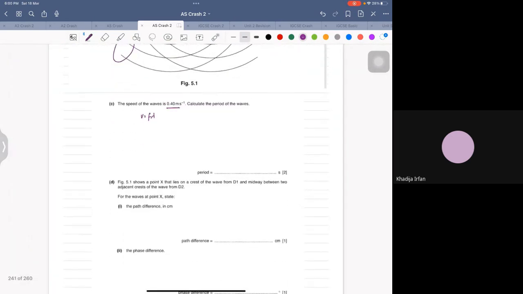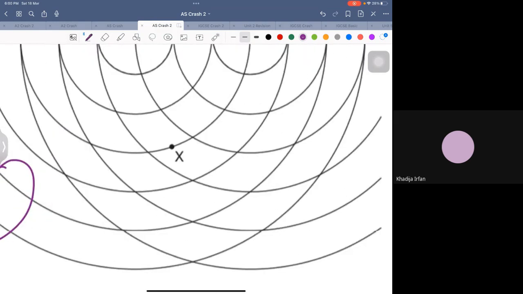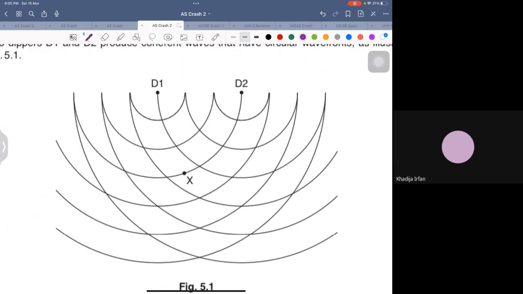However, we would like to go to this point, which is very important. It says figure 5.1 shows point X that lies on the crest of the wave D1 and midway between two adjacent crests. If you look at this point, it's midway between two adjacent crests. What do you think is happening here? What is midway between two crests? A trough. Yeah, a trough.